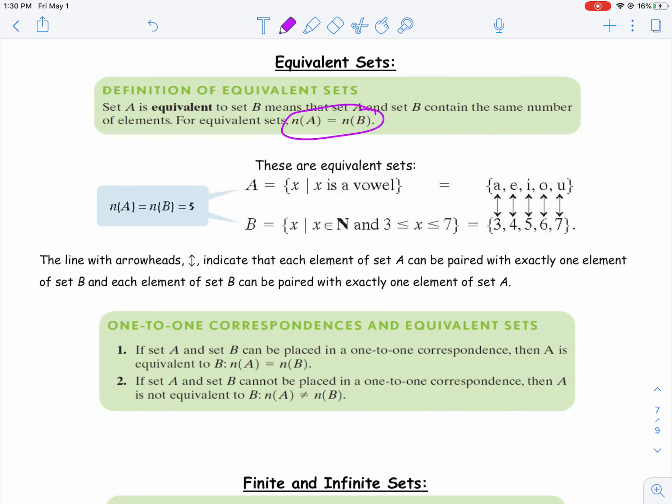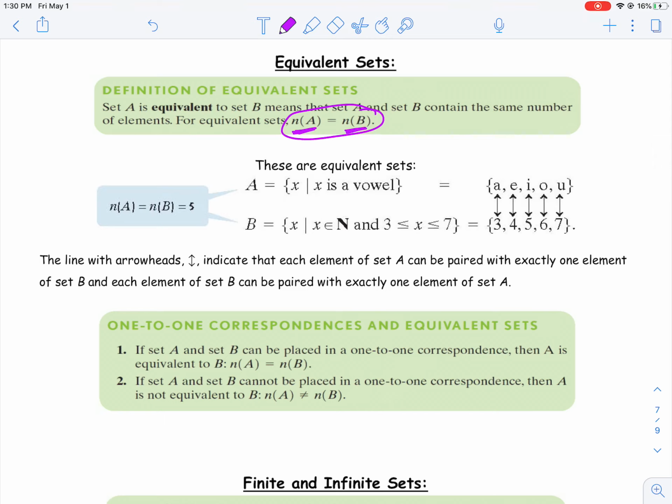The notation that we use for equivalent looks like this. Remember, this n of A means that you have a certain number of elements in your set. Remember cardinal number? And if A has the same number of elements as B, we say that they're equivalent.